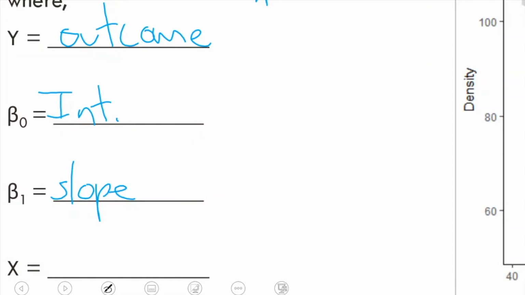All right. And then what else? Well, we have our x. And that is just going to be the predictor value.